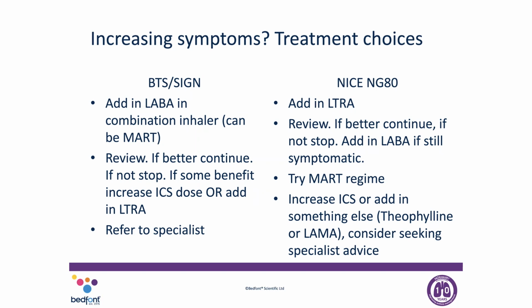So BTS tell us that if we have a patient that comes in, is on an inhaled steroid, that is symptomatic, we should add in a long-acting beta-2 agonist in a combination inhaler. And this can be a MART regime, or it may be a standard fixed dosing regime. We then get our patient back and we review them and we ask if they're better. If they're better, absolutely fine, spot on, continue.